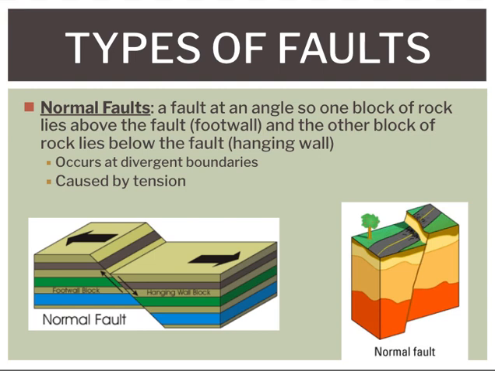In a normal fault, the rock that lies above the fault line is called a footwall, and the rock that lies below the fault line is the hanging wall. You can remember this by looking at the actual shapes of the rock. Can you see how the footwall has sort of a boot shape to it? These normal faults occur at divergent boundaries like mid-ocean ridges and rift valleys.